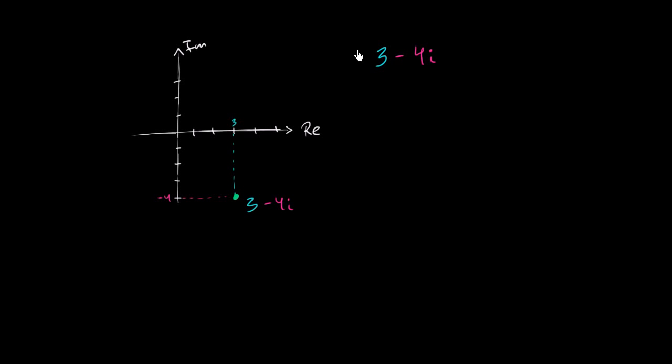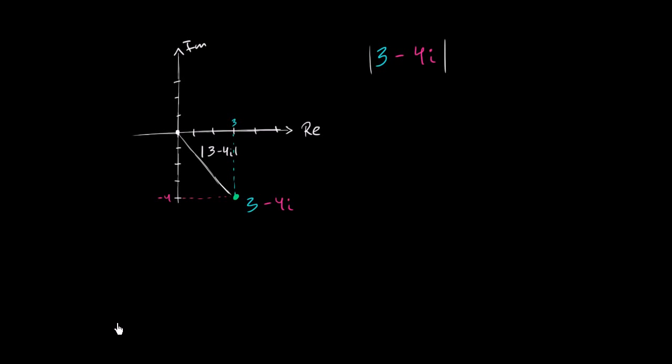Now what I want to think about is what the absolute value of 3 minus 4i is. Just as a reminder, absolute value literally means, whether we're talking about a complex number or a real number, distance away from 0. So the absolute value of 3 minus 4i is going to be the distance between the origin on the complex plane and the point 3 minus 4i. So this distance right over here is going to be the absolute value of 3 minus 4i.